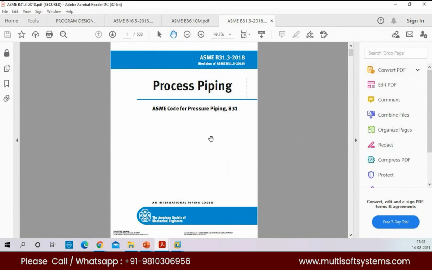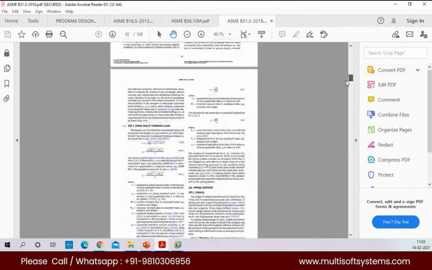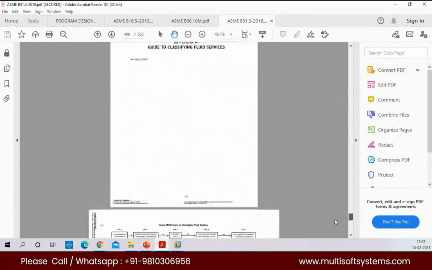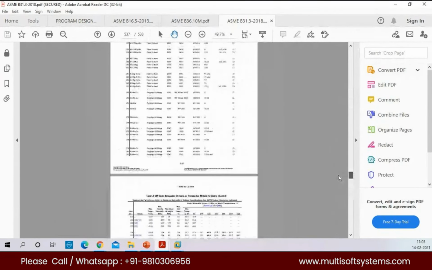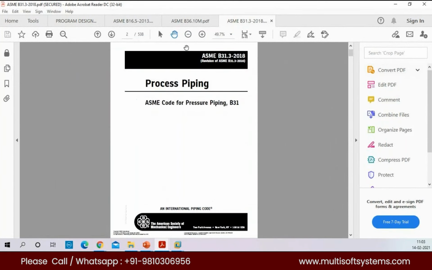This is the main thing required by the piping engineer, and all the formulas, definitions, everything available in this code book. He must know how to read this codebook. In the next session, I will tell you how to read this codebook and which parts are more important in this code. Okay, and here in this codebook we have the formula.